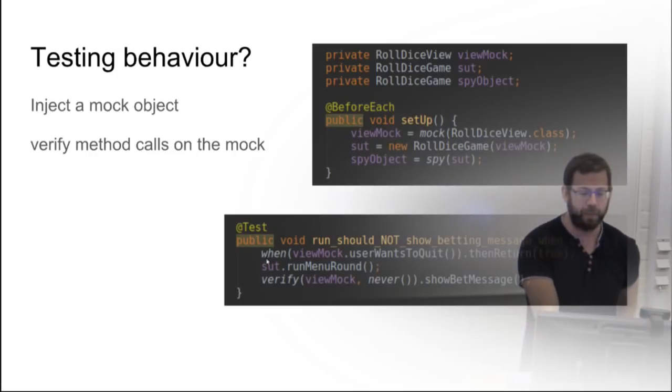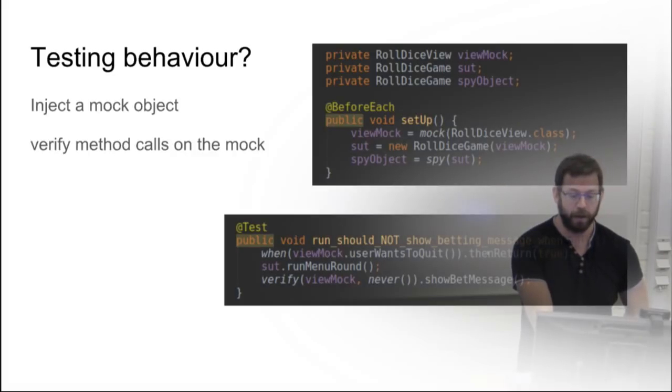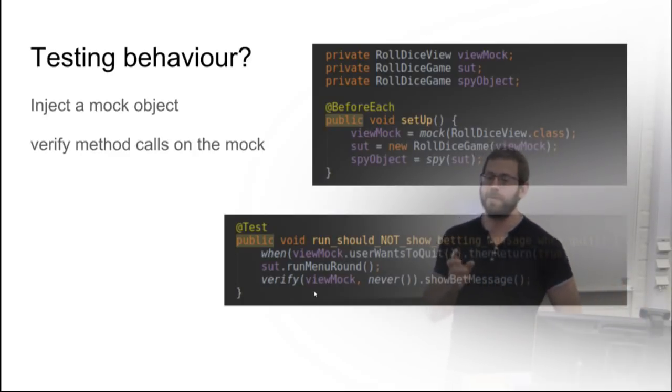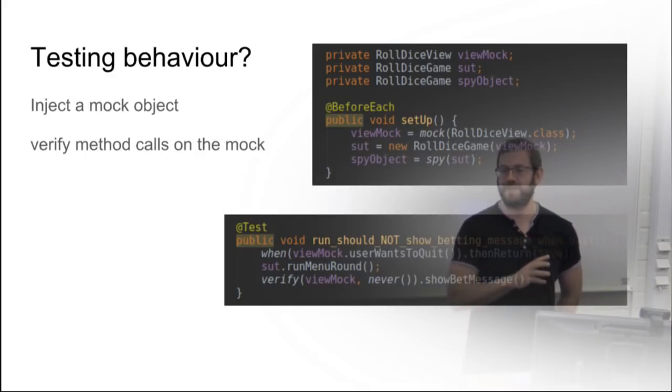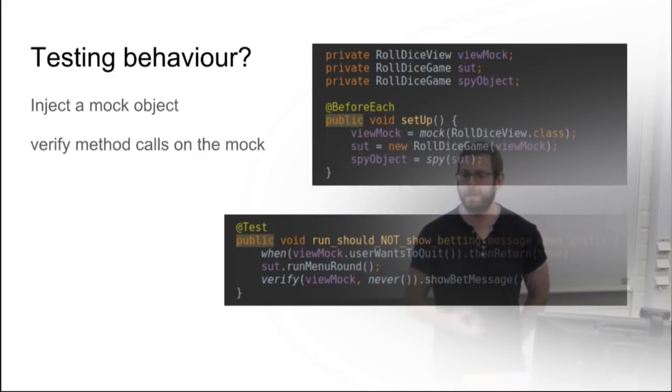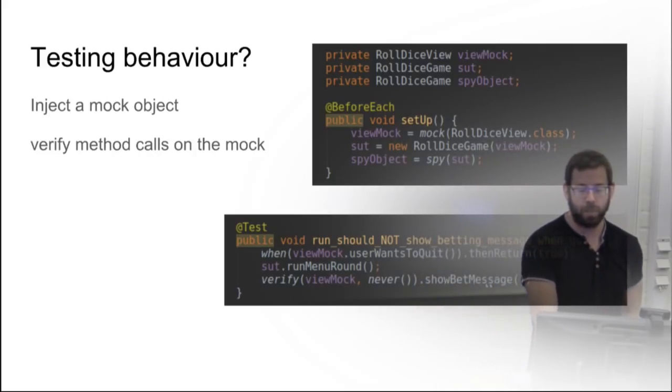So I can say, and I do that in the beginning of the test, when user wants to quit on the view mock, when that method is called, then we return true. So I sort of write code in this mock object by calling methods. And then we exercise the system under test just like a normal test. SUT, run menu round, that was the method we called. And then we have our assert method, and it's called verify. Don't mix up this with verification. It's really an assert method that a certain method was called. And we say that show bet message should never have been called on the view mock object.